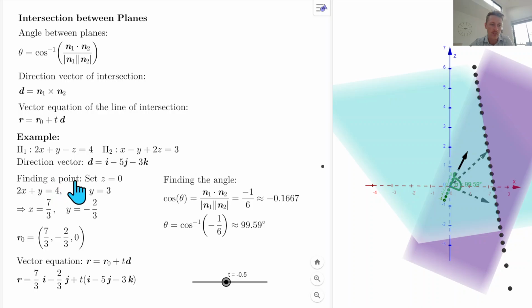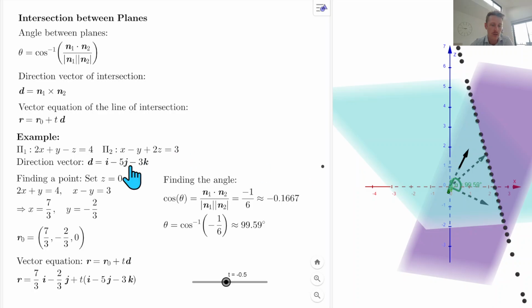So what we want to do now is find the vector equation of the line of intersection. What you can do is just find a point. So let's just set z equal to 0. If z is 0, we're going to get 2x plus y equals 4, and we'll get x minus y equals 3.